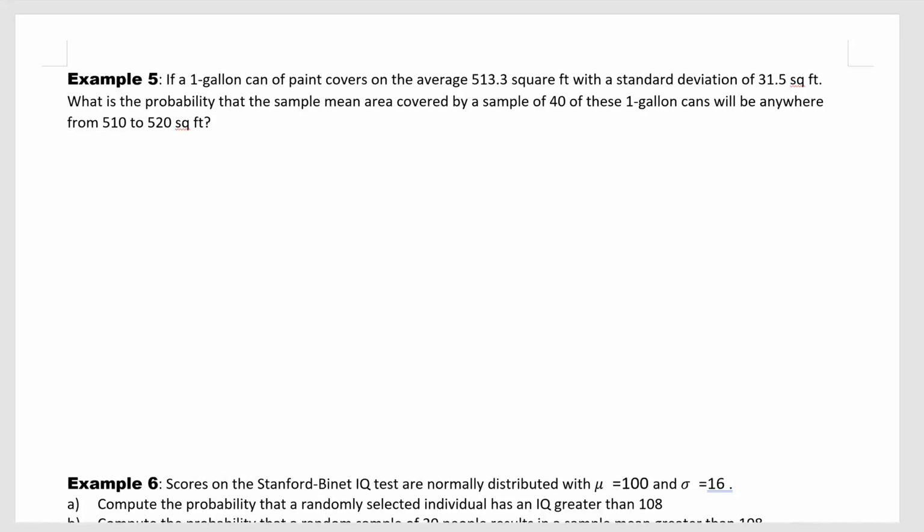Example 5. If a 1 gallon can of paint covers on the average 513.3 square feet with a standard deviation of 31.5 square feet, what is the probability that the sample mean area covered by a sample of 40 of these 1 gallon cans will be anywhere from 510 to 520 square feet?